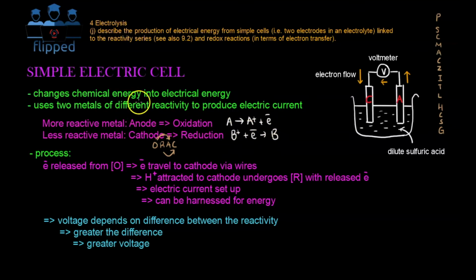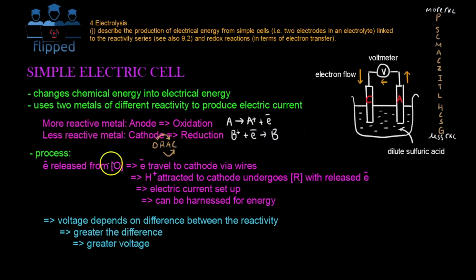When we talk about different reactivity, we are basing it on the reactivity series. We know that closer to the top, they are more reactive, and closer to the bottom, they are less reactive. So potassium is the most reactive, gold is the least reactive. As we move down this series, the reactivity decreases.